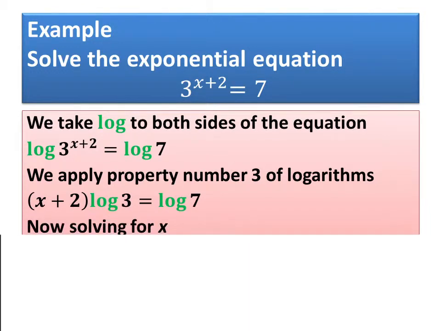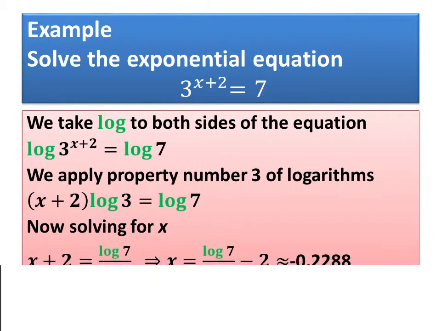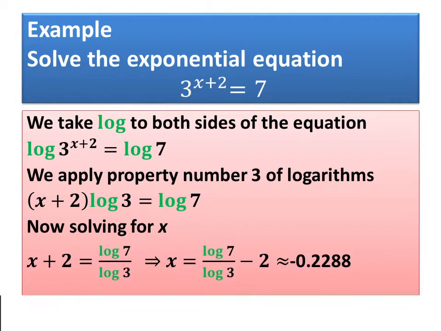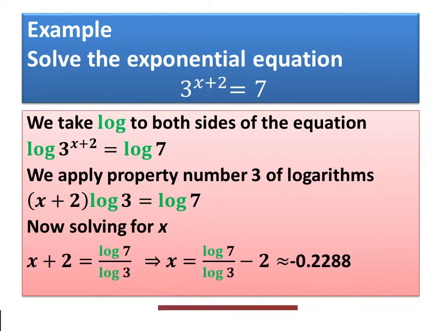Now we solve for x. So I divide both sides of the last equation by log 3, and we get x + 2 equals log 7 over log 3. Then I add minus 2 to both sides. I get x is equal to log 7 divided by log 3 minus 2. And also use your calculator to get the final answer.